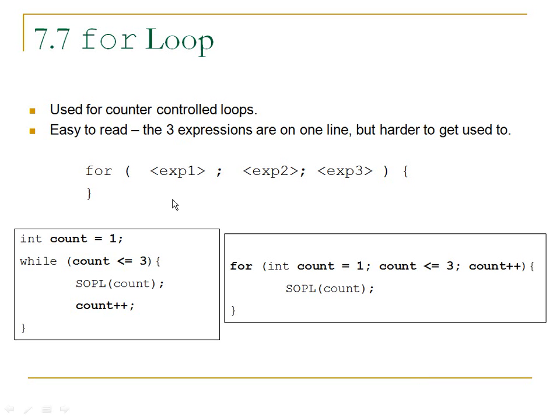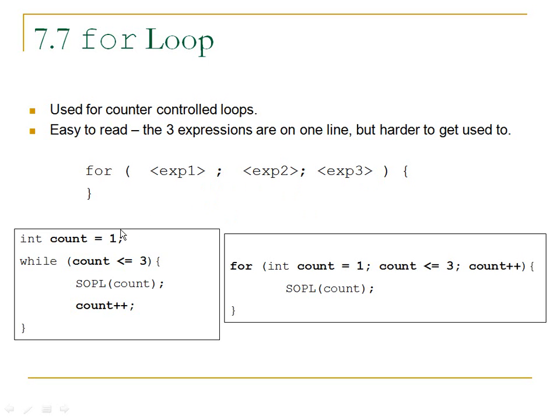At first it's a little bit harder to read, but once you get used to it, it's your loop of choice for counter-controlled loops. So the general form here, you have the keyword for and the parens and 2 semicolons. This is the minimum requirement for this to compile. You must have exactly 2 semicolons here.